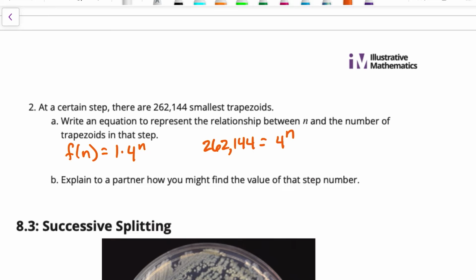So one thing that you could do is just multiply 4 times itself until you get to 262,144. That might take a while, but that is possible. That is one way to figure it out. And we are going to soon talk about an easier way to figure that out. All right, let's take a look at the next part.